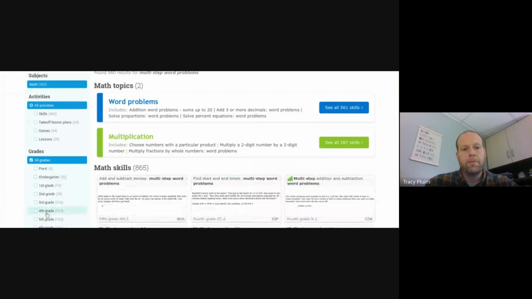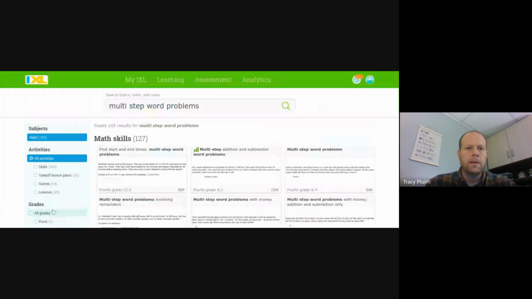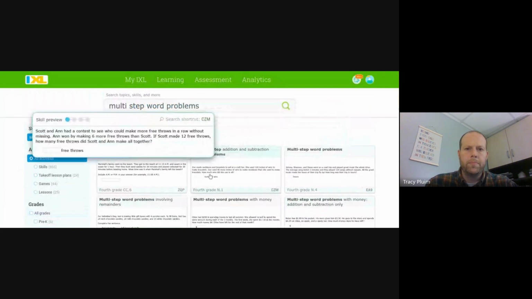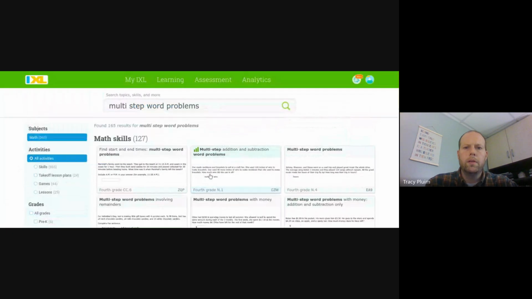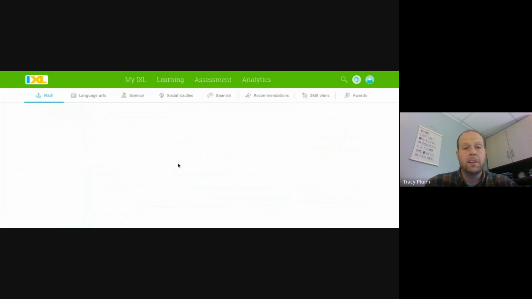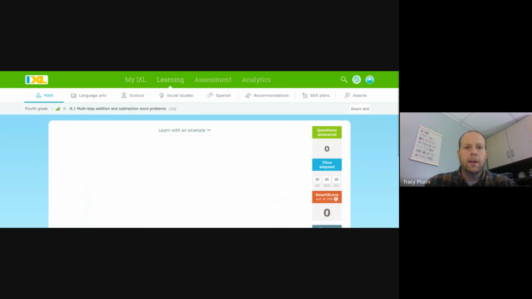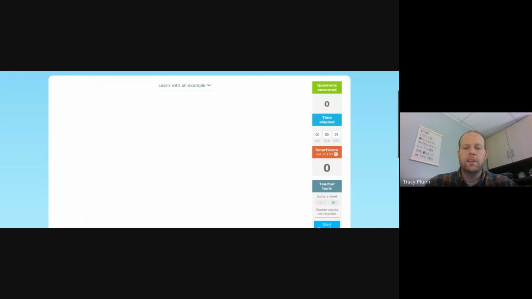So I'm going to click on 4th grade because that's what they're doing. And here are different skills that they can practice. I'm going to do this one, N1, which is multi-step addition and subtraction word problems, which is what they did in class. And so the student would have access to these problems.